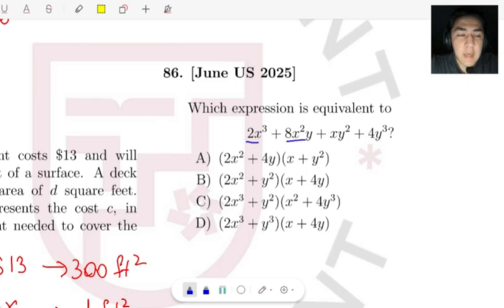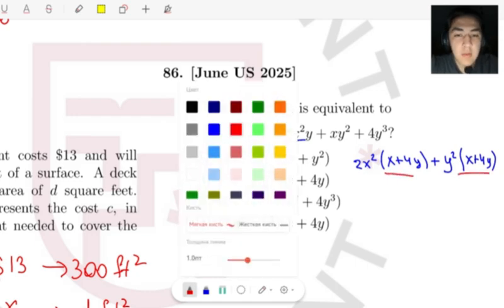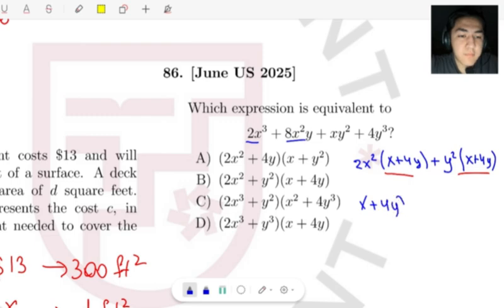So I can take out what? I can take out 2x squared from there, and I will be left with x plus 4y. Plus I'm going to take out, guys, x, not x, sorry. I'm just going to take out y squared, and I'll be left with x plus 4y again. As you can see, in both of them you have this term, and you can pull it out as well. So x plus 4y and 2x squared plus y squared. If you look at the options, the answer is going to be B here as well. So that's it.